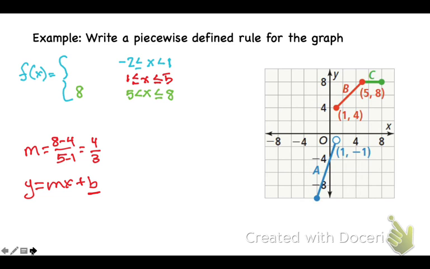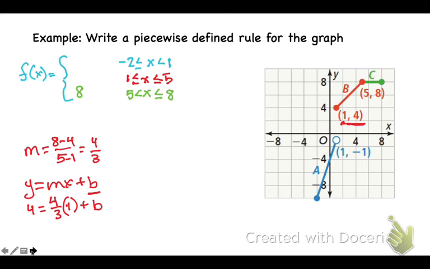So pick a point. Which one? 1, 4, or 5, 8? 1, 4? Okay, so 4 is y. What's the slope? 4 over 3. 4 over 3. What's the x? What's the x? I'm lost now. She said we're using this point. The y was 4. What is the x? 1. Plus b. What's x? Yeah.